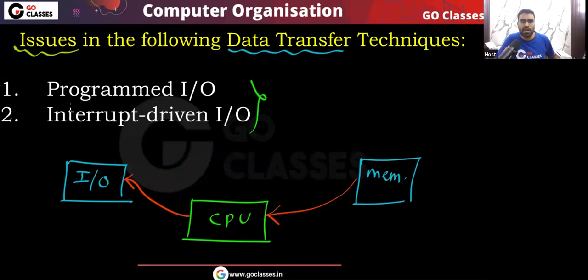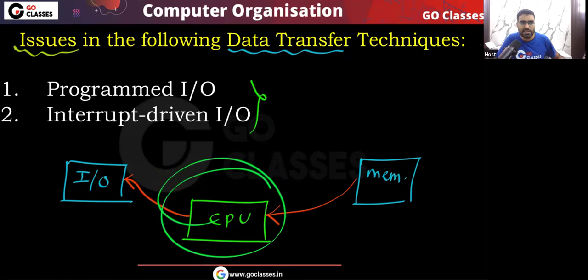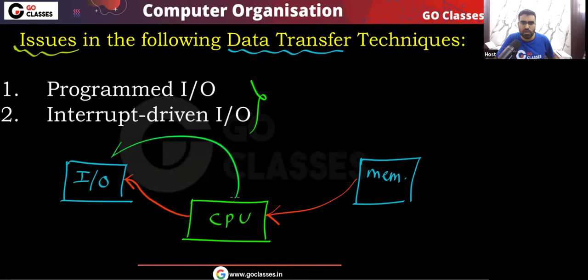Now you already know that, for example, in the programmed IO, the CPU will continuously check, is the data ready? Yes or no? The CPU will continuously check, is the data ready, without doing any useful work. But in the interrupt driven IO, what happens? The CPU will not continuously check. What the CPU will do? The CPU will do some other task, and when the data is ready, then IO device will tell the CPU that yes, data is ready.